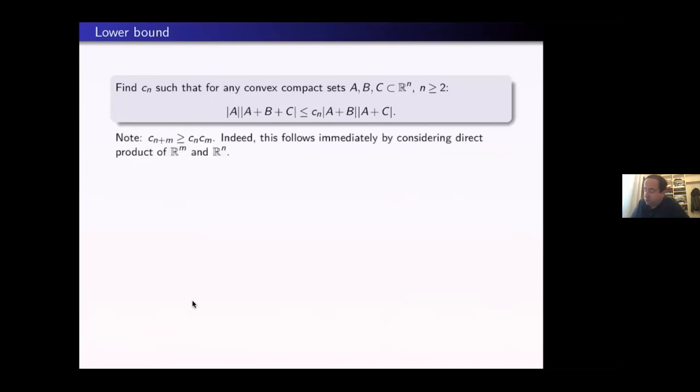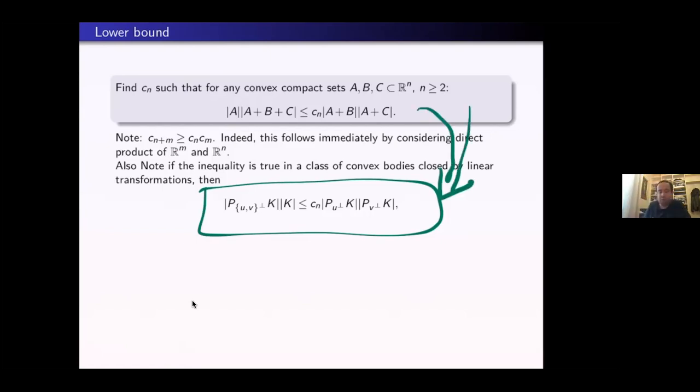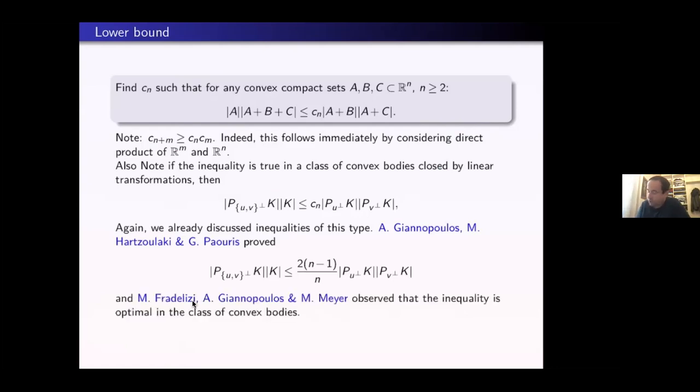For the lower bound, you notice that the constant has a product structure. This is very easy because the inequality has a product structure, because the volume has no power. So here you can take a product. And after that you go to our story of the projections, and you find out that this inequality is equivalent to the inequality of the projections. And for inequalities for the projection, it was shown that the inequality for projections is sharp. It was shown by Fradelizi, Giannopoulos, and Meyer. And so that's how you show the lower bound and you get the sharp constant in such inequalities.